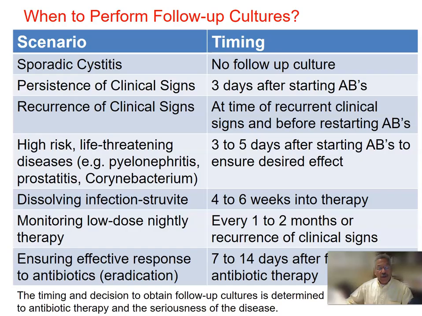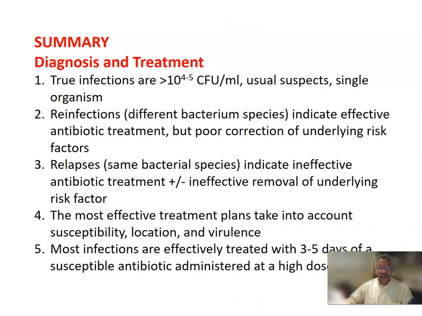Great, you've had a short course in how we treat and diagnose urinary tract infections. Let's go through a quick summary. Diagnosis and treatment. True infections mean high numbers, the usual suspects, in a single organism. Reinfections, which means a different bacterial species, indicate effective antibiotic treatment, but poor correction of the underlying risk factors. You need to do some more diagnostics to eliminate those risk factors.